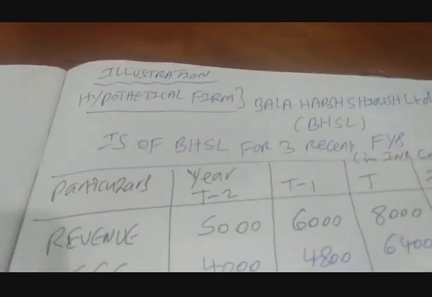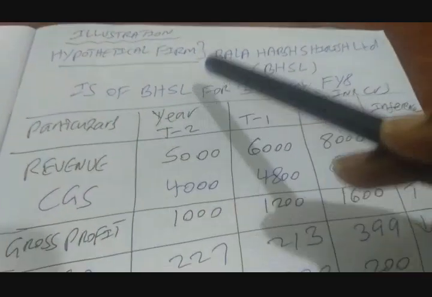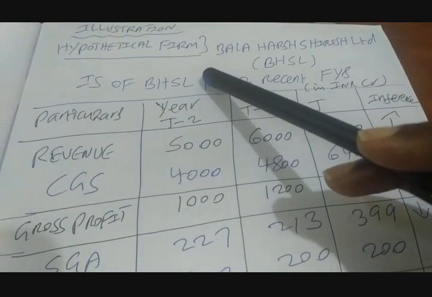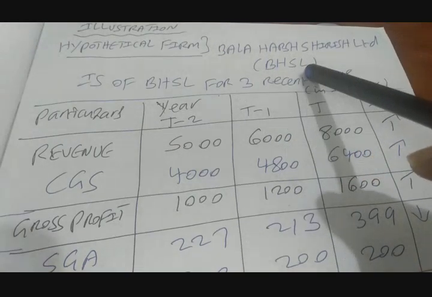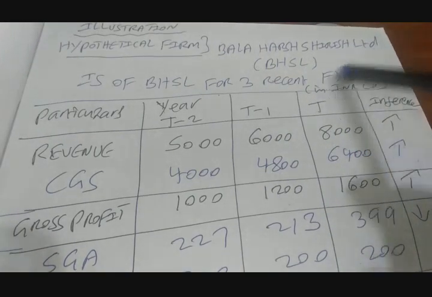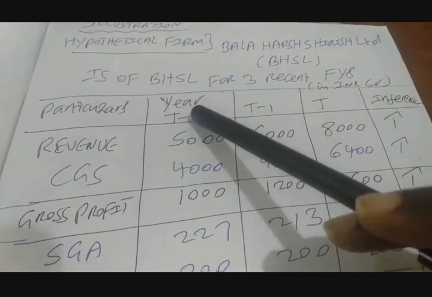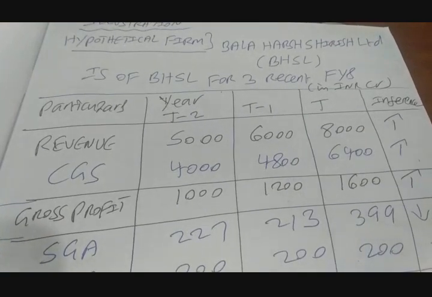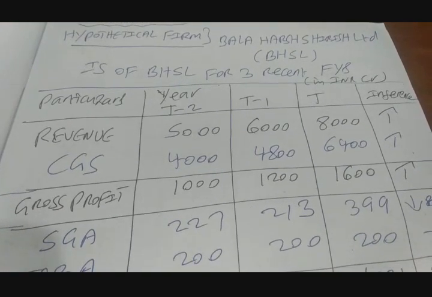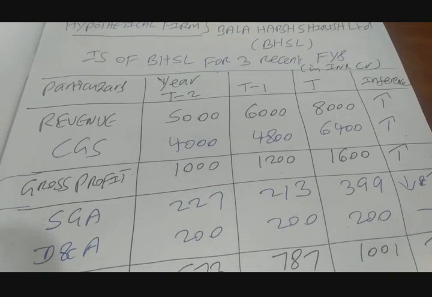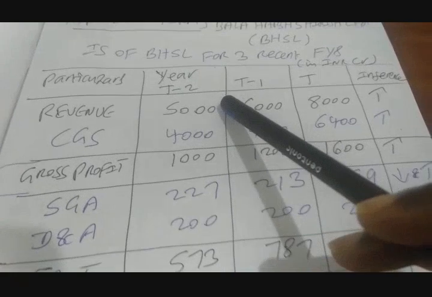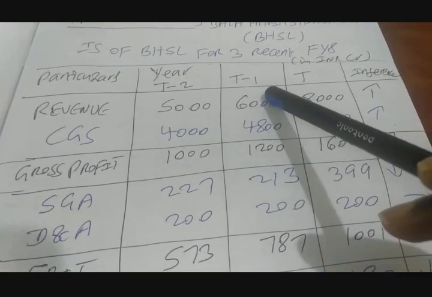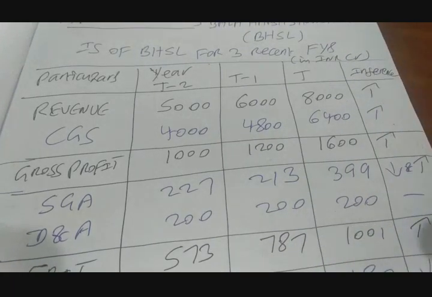In order to take our discussion further, I have just considered one hypothetical illustration. The name of the company is Bala Harsh Shirish Limited, BHSL, and their income statement for the latest 3 financial years are given like this. Amount in INR crores. So I have made a table like this: particulars, year T minus 2, year T minus 1, year T, and then inference.